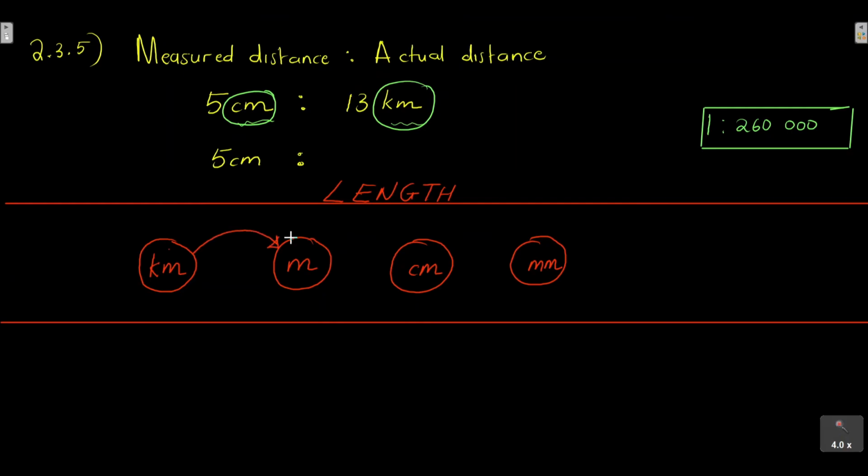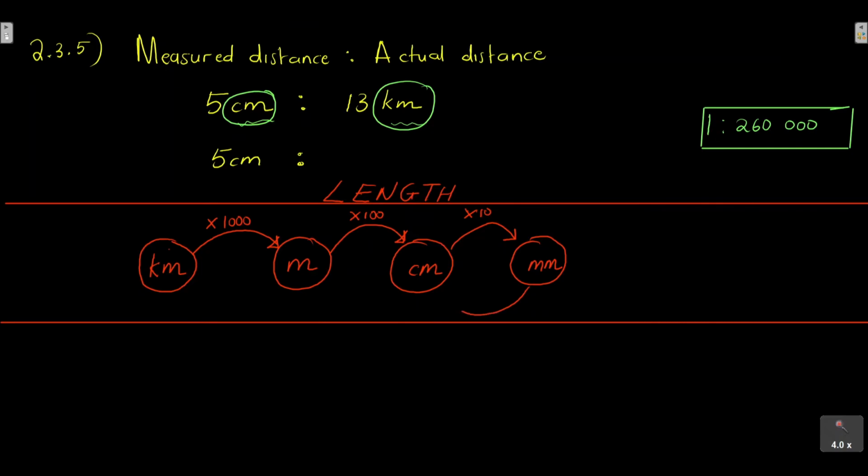So in this case, if you want to move from kilometers to meters, we're going to multiply by 1,000. If you want to move from meters to centimeters, a century is 100 years, so you're going to multiply by 100. If you want to move from centimeters to millimeters, you're going to multiply by 10.